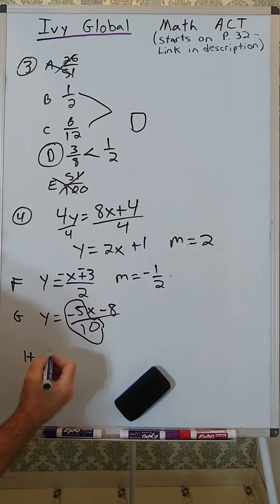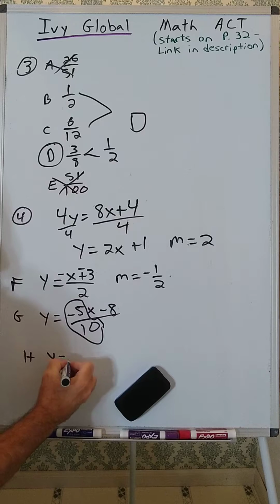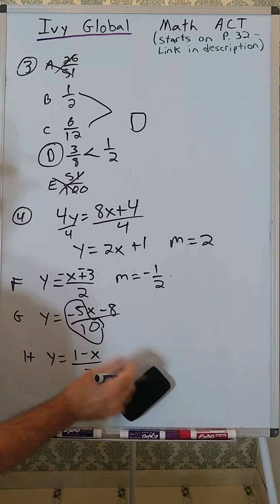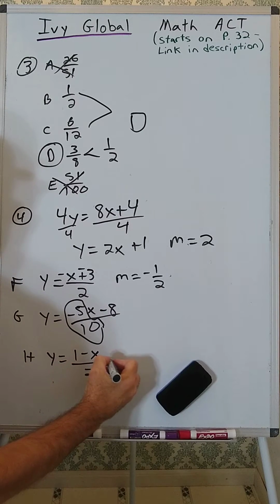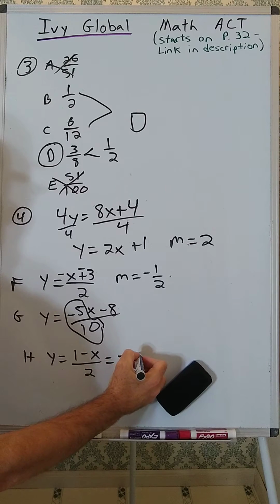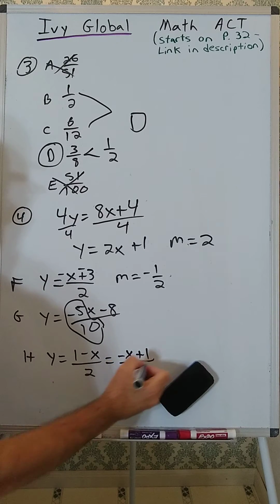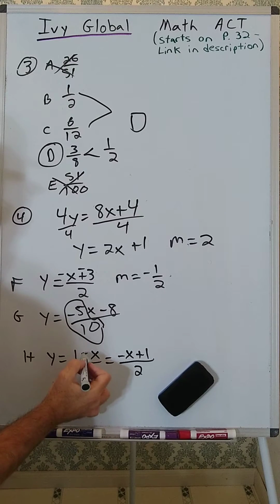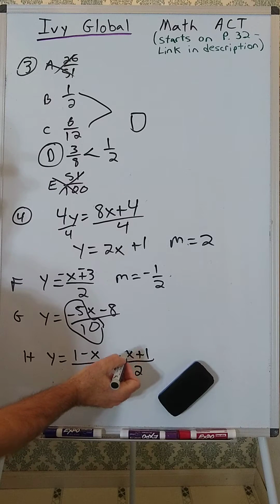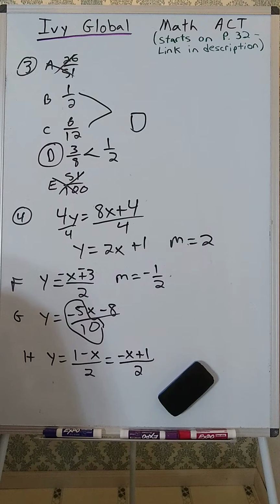Let's see, the third one, h, y equals 1 minus x all over 2. To consider this one, I need to put the x first. So remember the coefficient here is -1, so I need to keep that with the x. Here again, I see x is being multiplied by negative 1/2. So the slope again is negative 1/2.